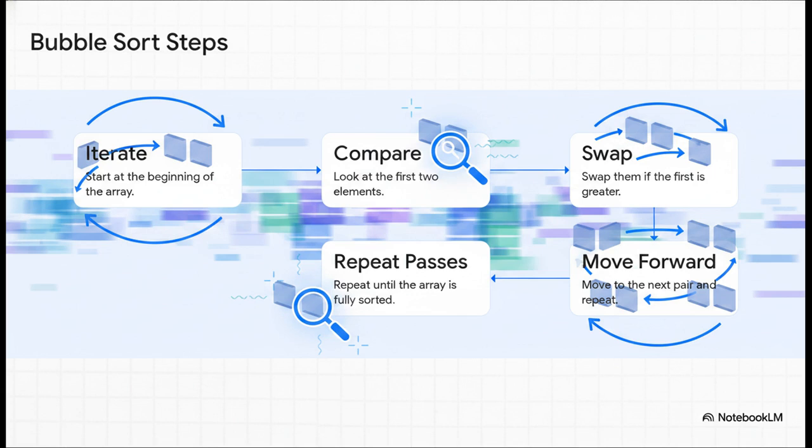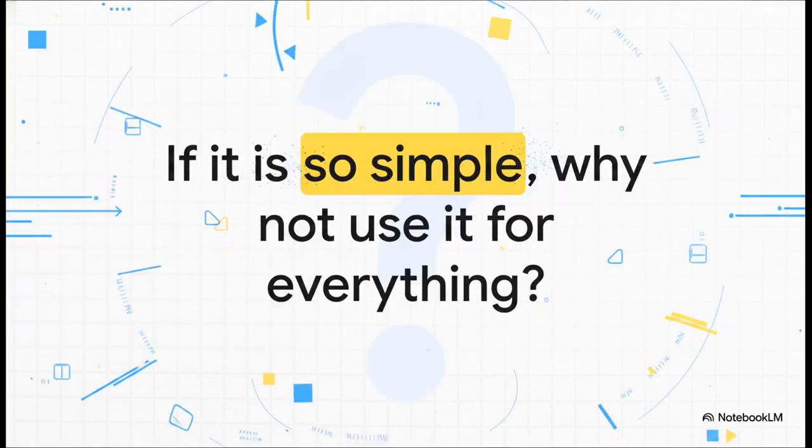That right there completes one full pass. By step 5, repeat passes, that largest element is now sitting pretty at the end of the array. So we loop this entire process, repeating it for all the remaining unsorted elements until the whole list is perfectly ordered, the whole shebang.